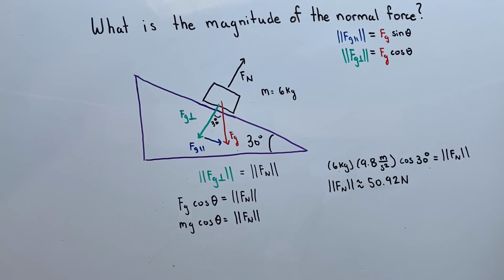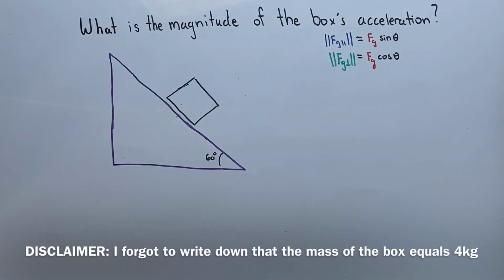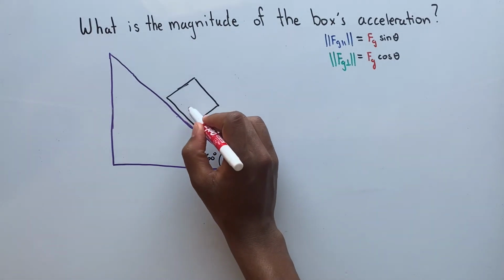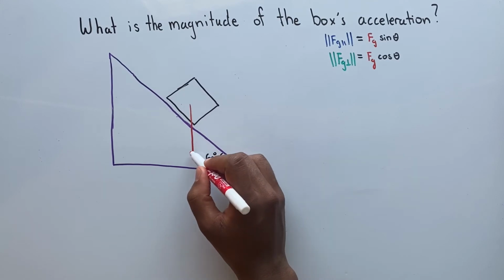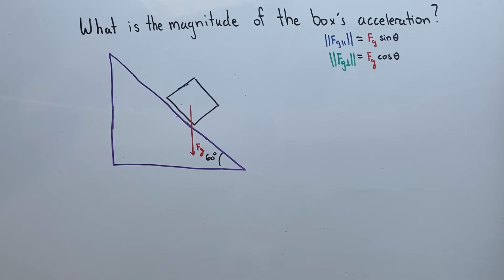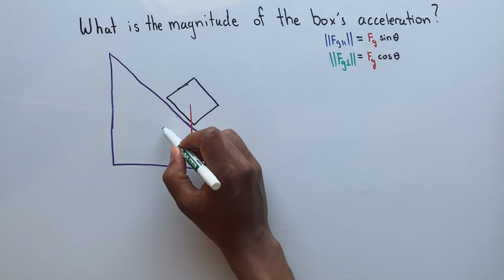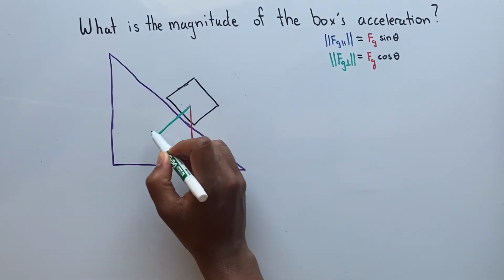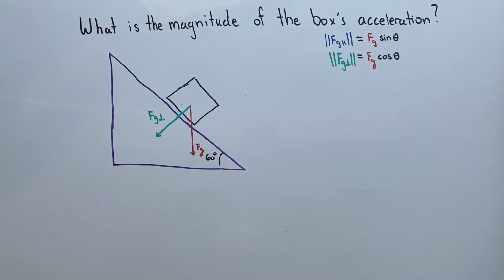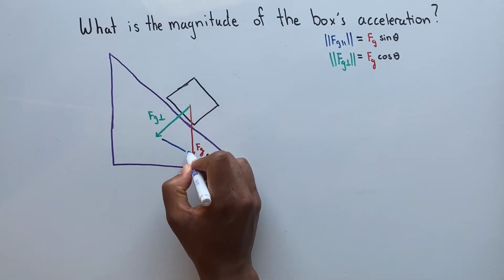Now let's look at another problem. Once again, we have a box on an inclined plane, but this time we are asked to find the magnitude of the box's acceleration. Well, like we did before, let's draw the forces that are being acted on our box. So we have that the force of gravity is acting on our box. And we must break up the gravitational force into components that are perpendicular to our surface and parallel to our surface.